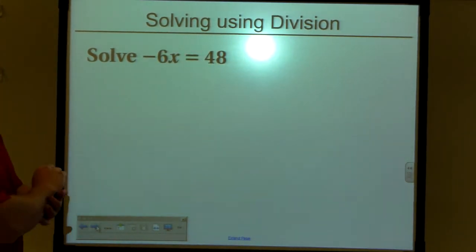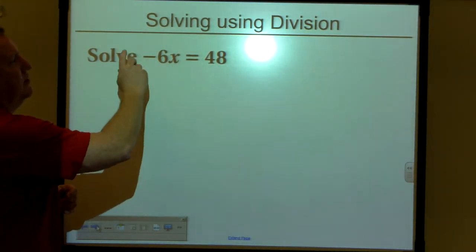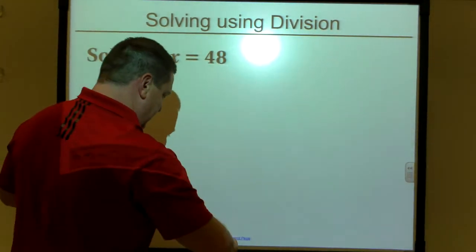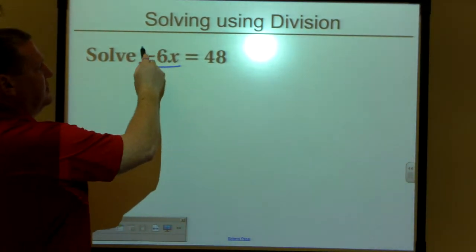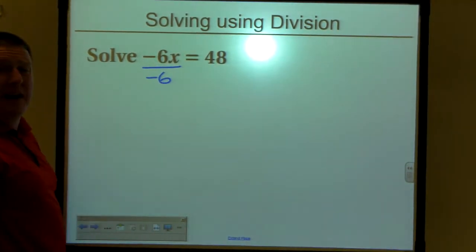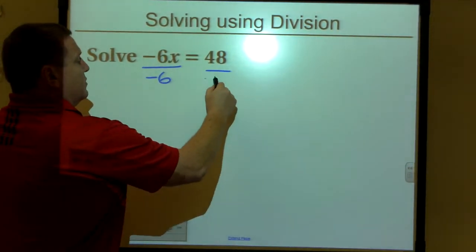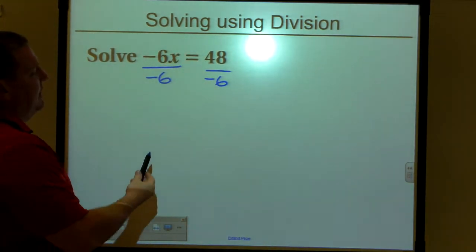Solve by dividing. This is a multiplication when things are written side by side. So to undo multiplication, we will use division. And all we're going to do is divide by the coefficient of the variable that we're trying to get rid of. So if that's a negative 6, I have to divide by negative 6, because what I want is to have a positive 1 coefficient out in front of x.